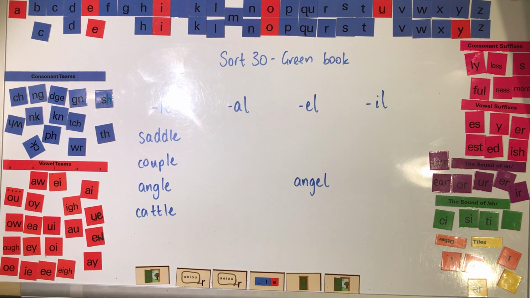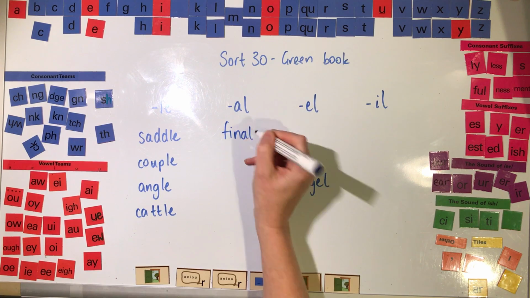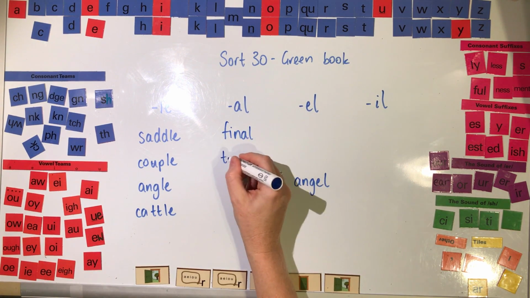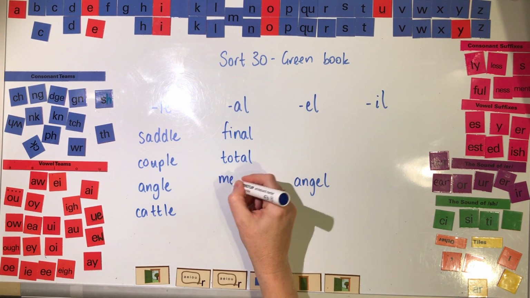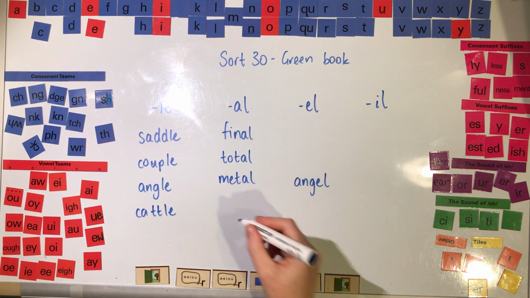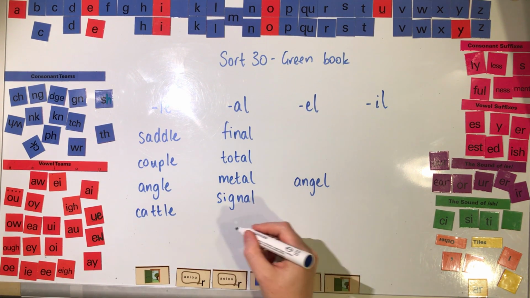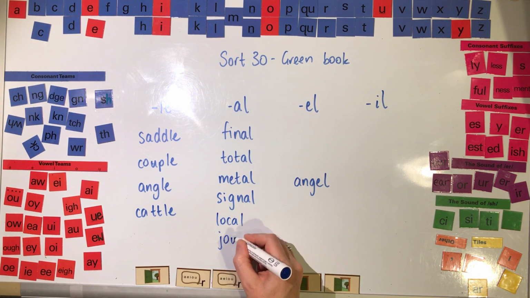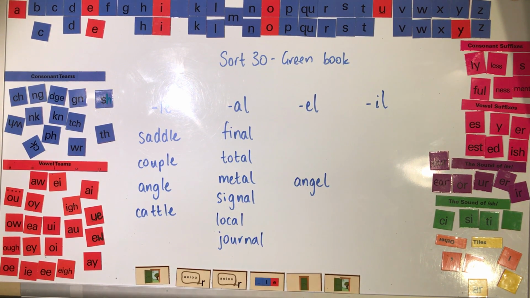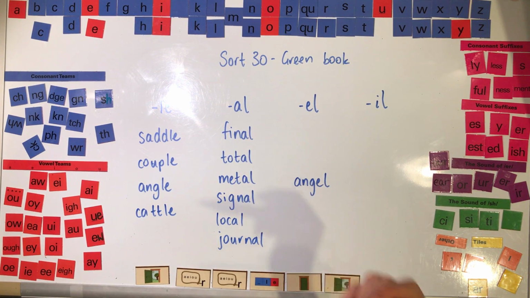Okay, so we're going back to AL. So we've got words like final, total, metal, signal, local, and journal. Okay, so final, total, metal, signal, local, and journal all finish in the ul sound.